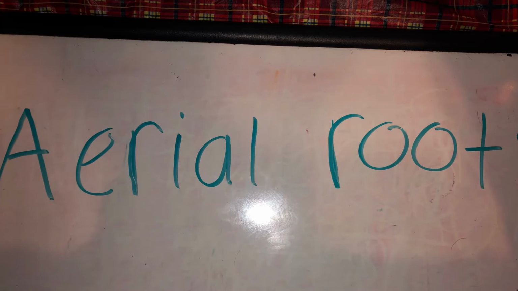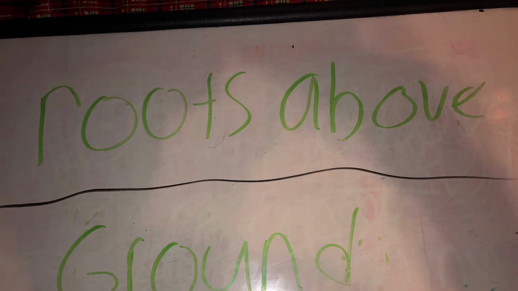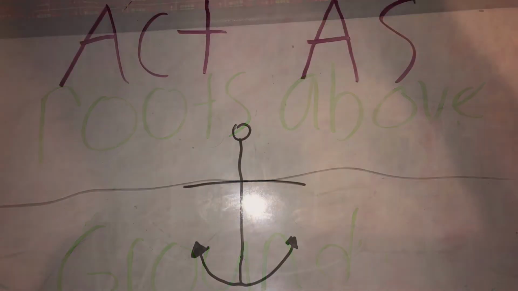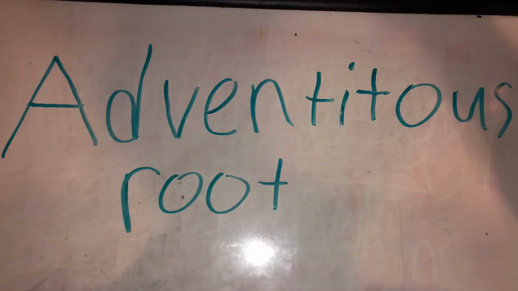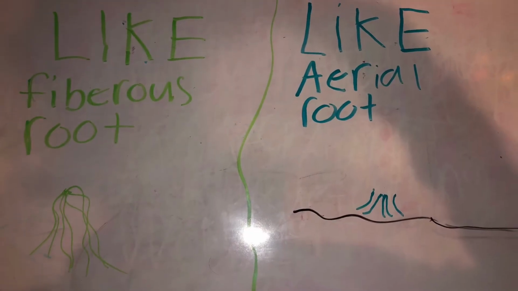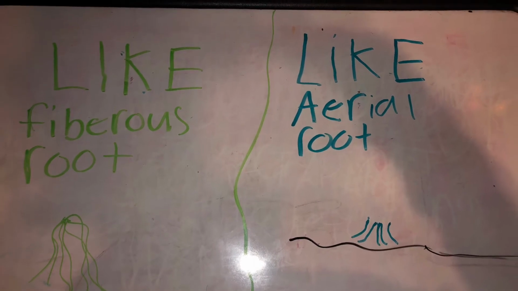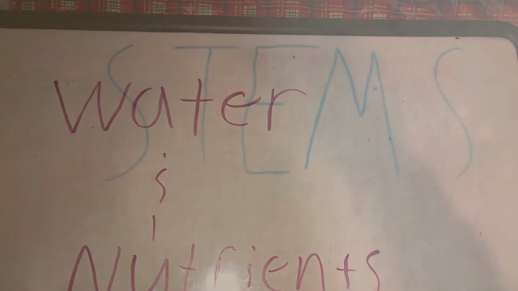Aerial roots. Roots above the ground. They act as an anchor, like for plants. And then we have adventitious roots from non-typical structures. They're a type of aerial root, as we'll see right up here. They're like fibrous root and they're like aerial root because they're above the ground and they are stringy. And then they also bring water and nutrients.